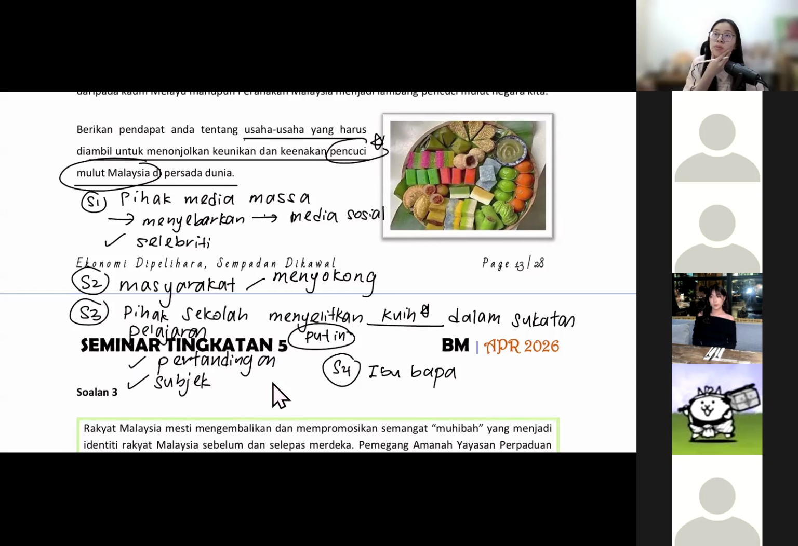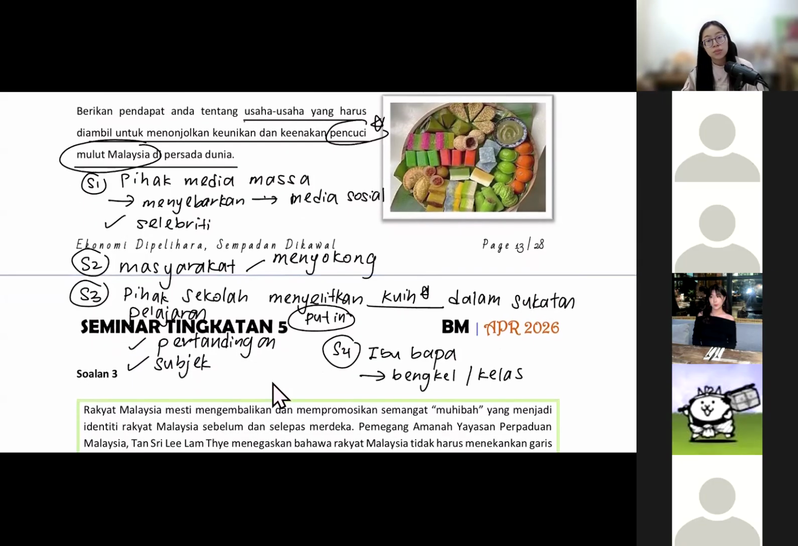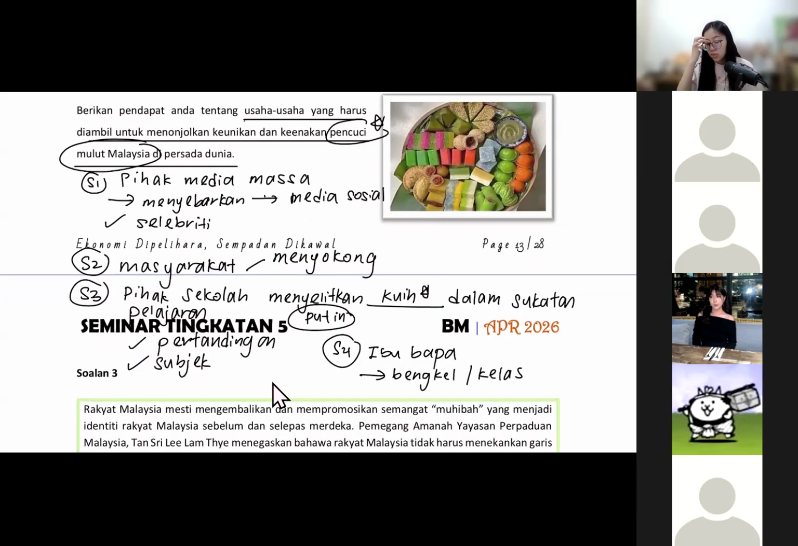Okay, for example, parents can bring you to Bangladesh or the class to learn how to do kuih muih, membawa anak-anak untuk mengenali, also can, membawa anak-anak untuk mempelajari cara membuat pencuci mulut Malaysia. Okay, to learn how to do. Or they membawa anak-anak menyertai pameran also can.